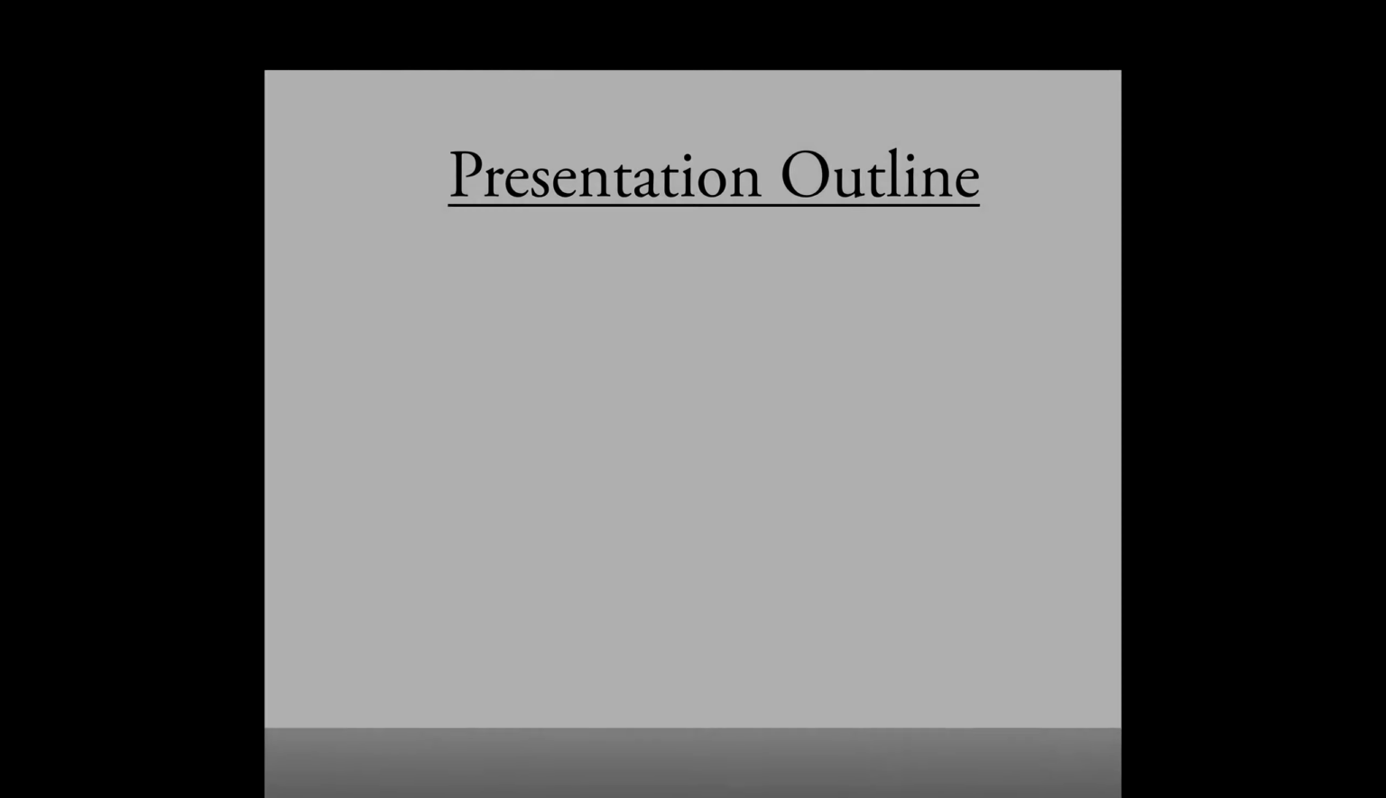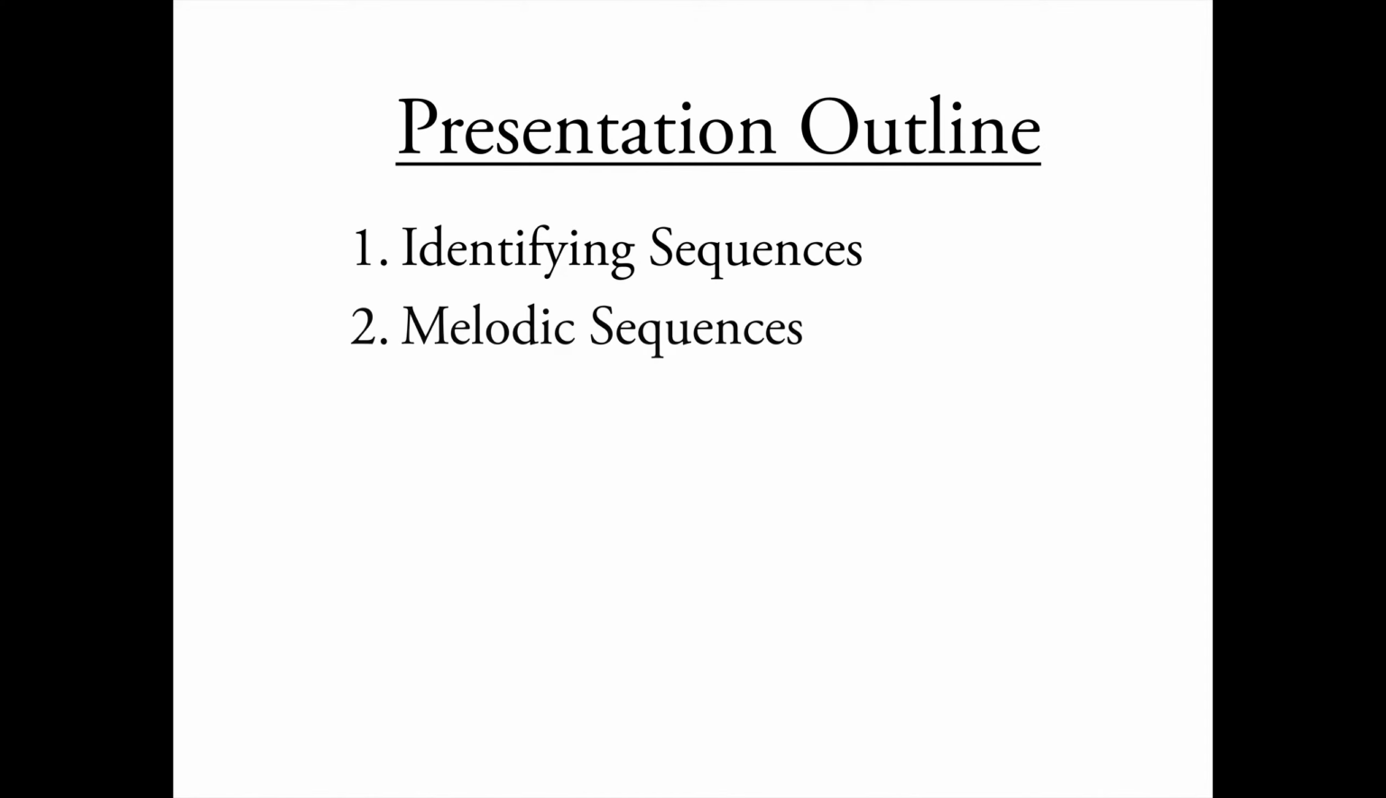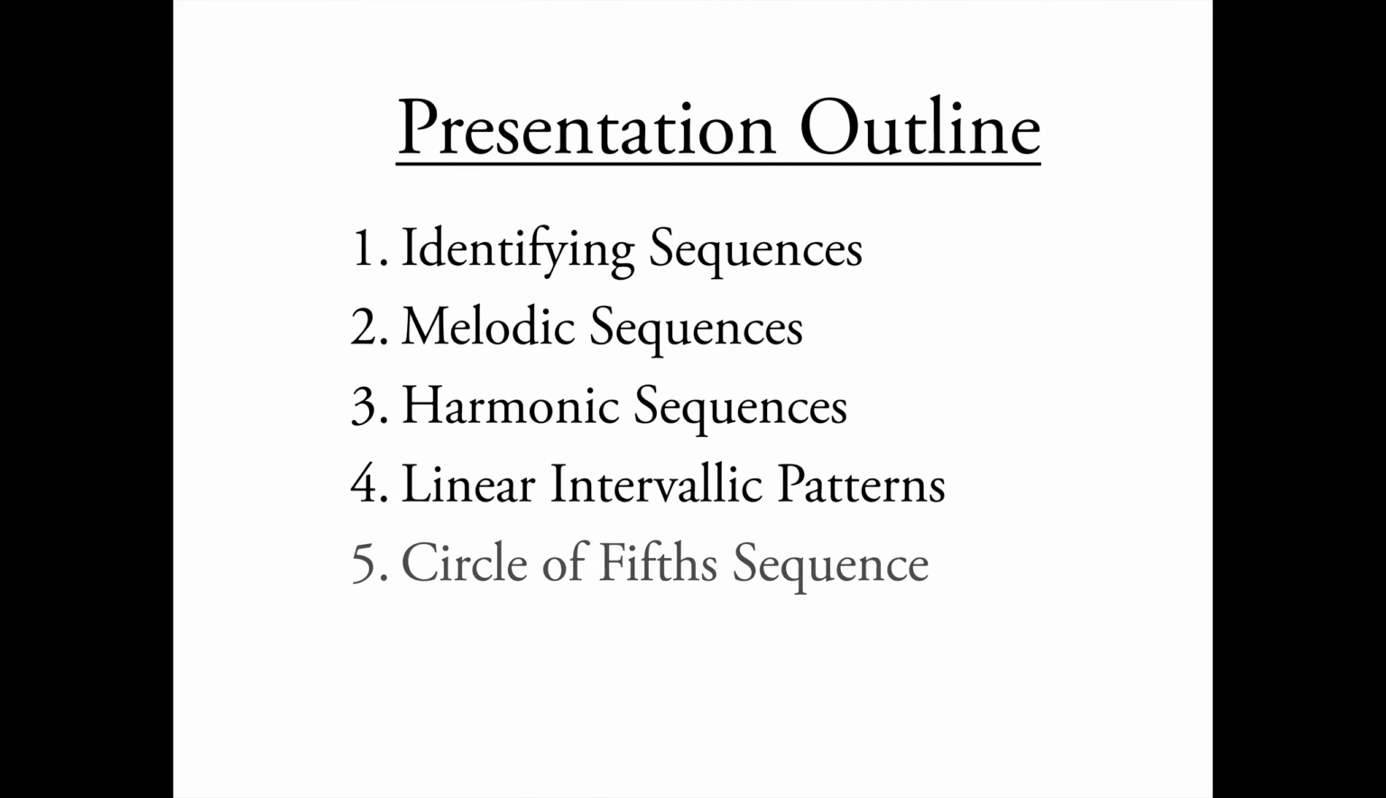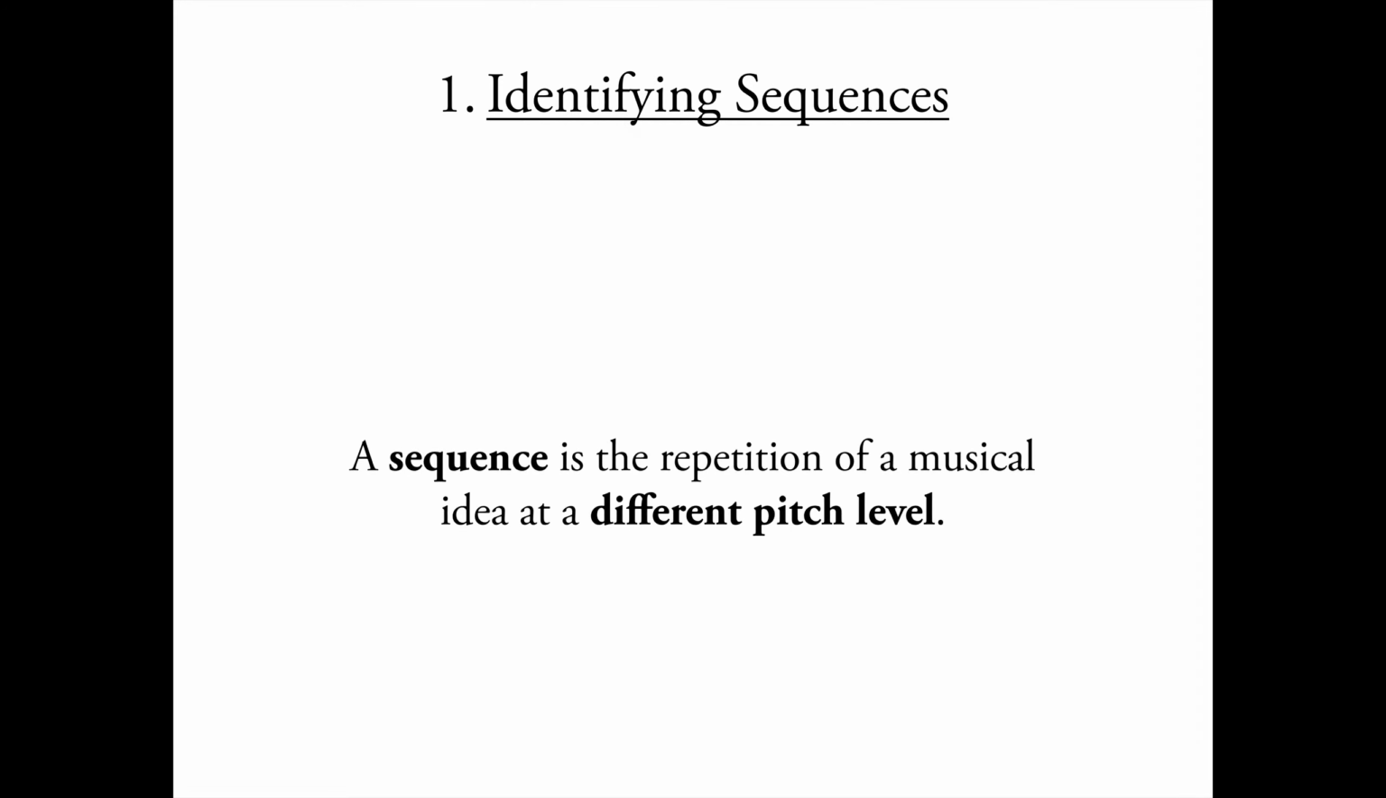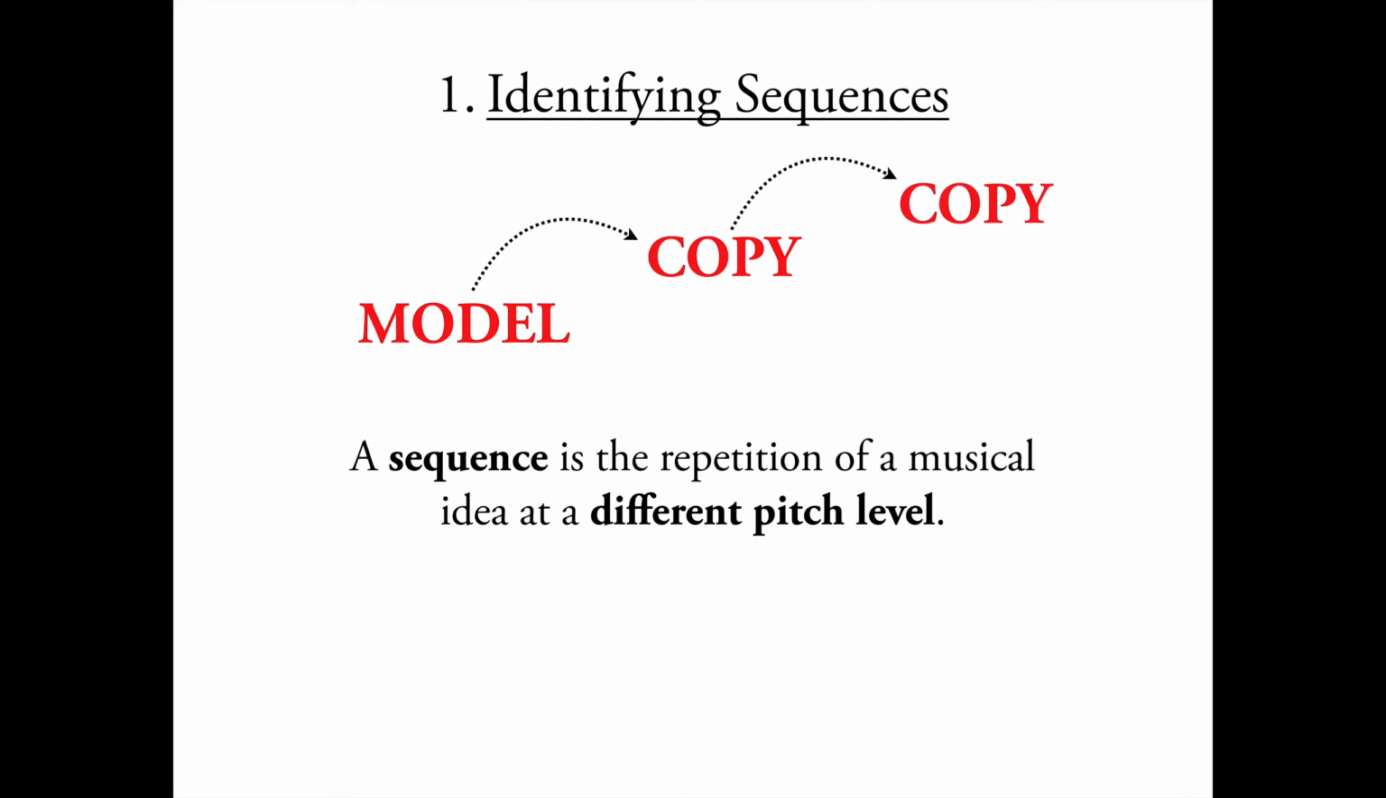This presentation has 6 parts. The first section is about how to identify sequences. A sequence is the repetition of a musical idea at a different pitch level. The initial statement of the musical idea is called the model, and each repetition is called a copy.